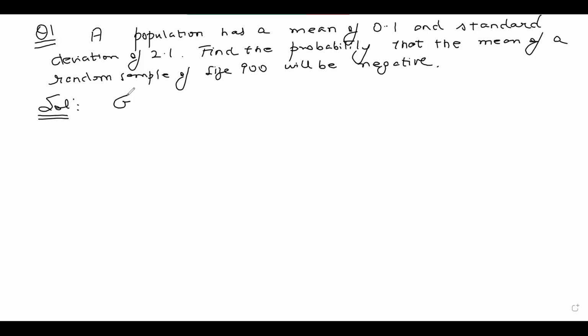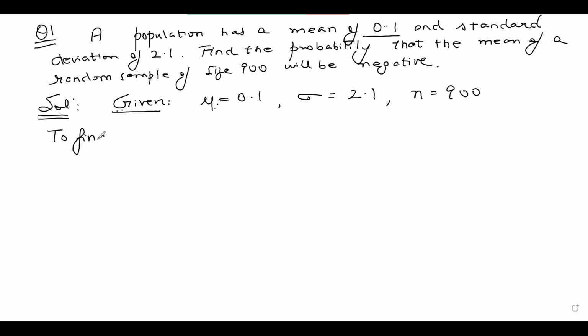So let's quickly solve. I'm quickly writing what is given to us. Population has a mean of 0.1, so mu is 0.1. And the population standard deviation is 2.1. Find the probability that the mean of the random sample of size 900, the sample size is 900, will be negative. So I need to find the probability that the sample mean x bar is negative. The mean of the random sample is negative.